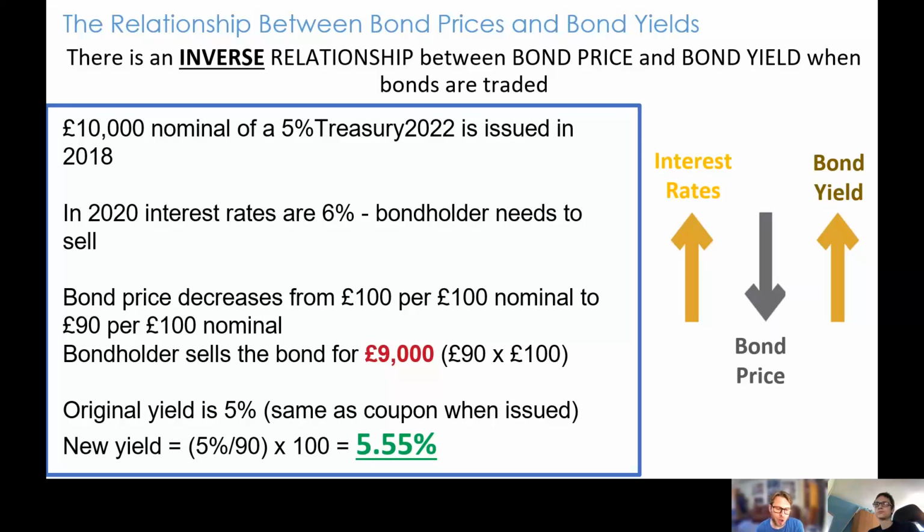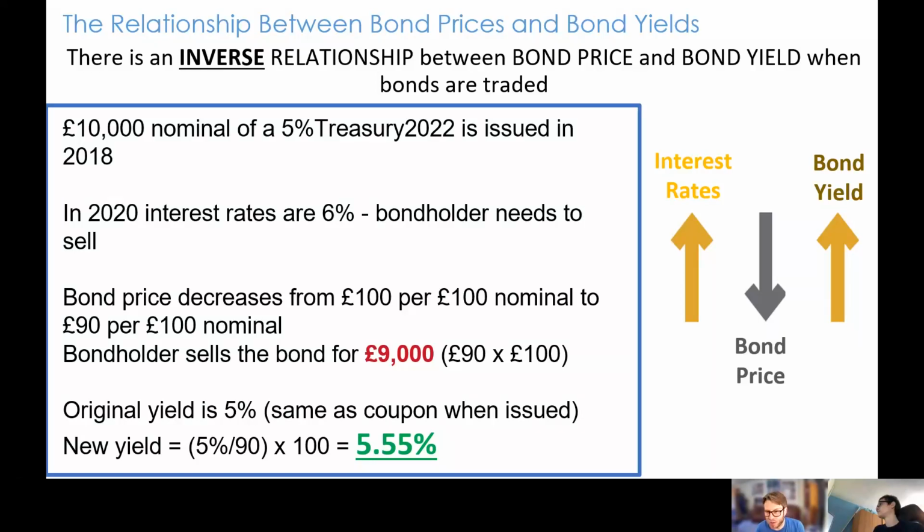So the bond, the new investor buys the bond for £9,000, so £1,000 less than the nominal value. What we should then see is, because our bond price has gone down, we should see our yield go up above that coupon rate of 5%. So if we do that calculation, if you take our 5% coupon, divide it by our new bond price of £90, times that by 100, that now gives us a bond yield of 5.55%. So it's gone above that coupon rate.